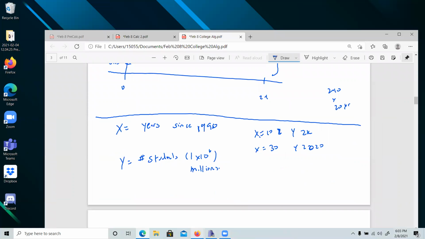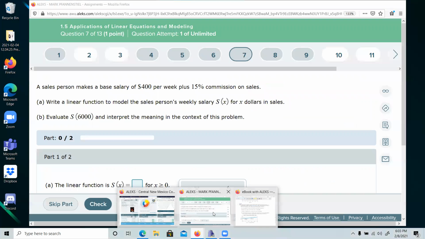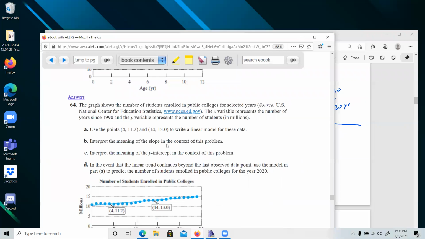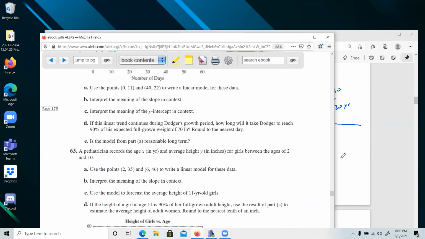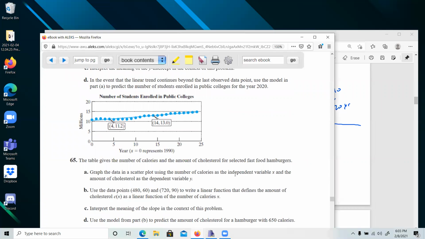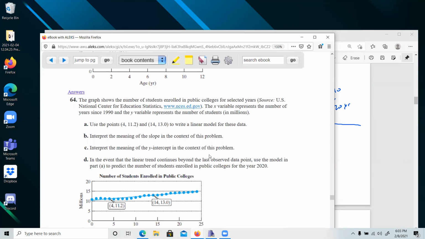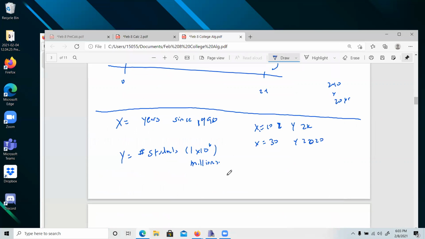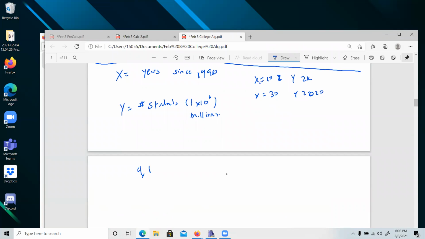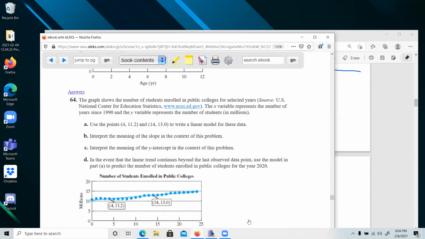Here I am looking around and losing my place here. All right. So use the points (4, 11.2) and (14, 13.0) to represent the linear model for this data. All right. So what are the numbers? 4, 11.2, and 14, 13.0.